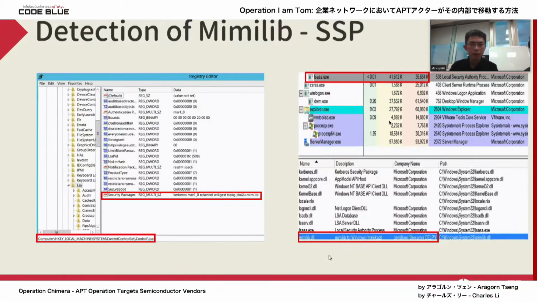If you are an incident responder and you want to detect this attack, you can check the above-mentioned registry key to see if there is some suspicious library added. Or you can also check the process memory of lsass.exe to see if there is some suspicious library loaded inside.